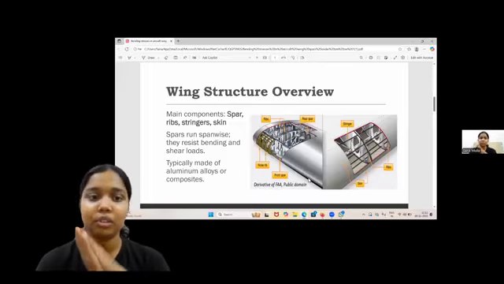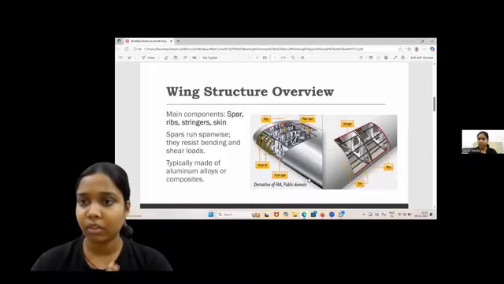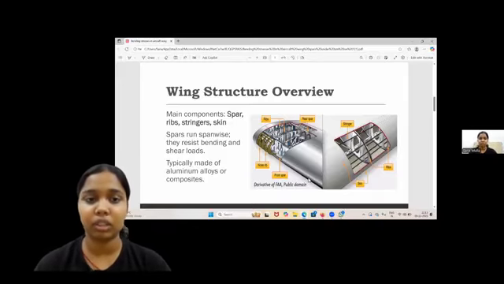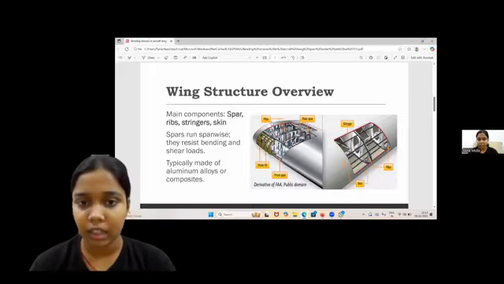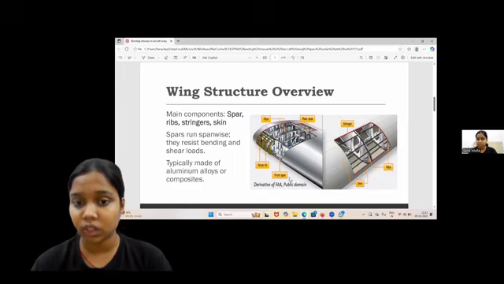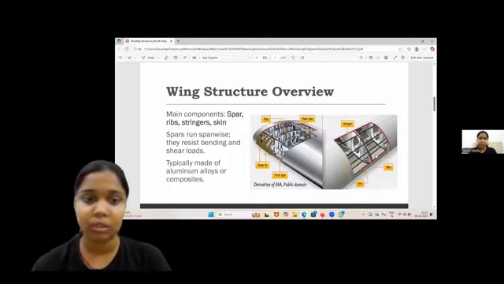Now coming back to the topic, the wing structure overview. Before talking about the wing structure, we must know the main components of the wing structure. There are four main components: first one is spars, second is ribs, third is stringers, and fourth is skin. Here in the diagram we can see ribs and spars. There are two types of spars: rear spars and front spars, and also nose ribs, normal ribs, stringers, and skin.